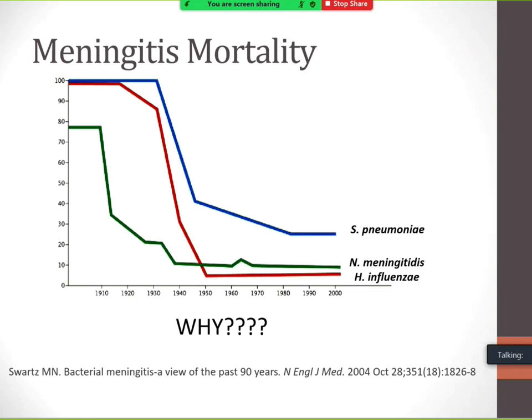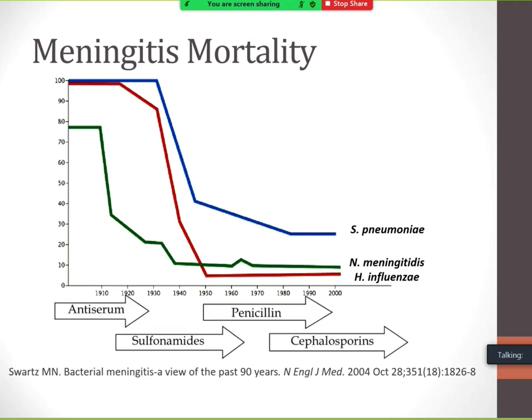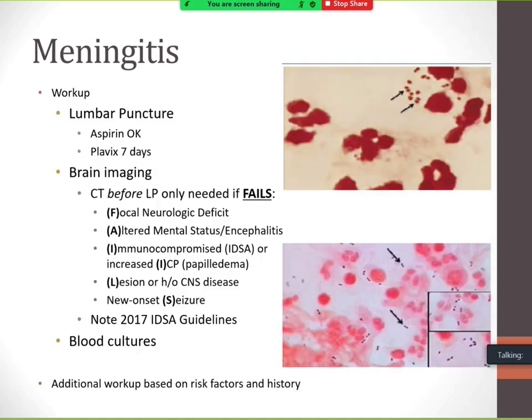If you can tell, back in the 1910s, 1920s, basically everyone died. Now the mortality for strep pneumo is still pretty high at 30%, but does anyone know why the mortality has probably dropped this much? The advent of antibiotics. Yeah, we have something to do, right? So back in the 1910s, 1920s, they were giving people anti-serum, and then we've developed more and more antibiotics that specifically target the organisms there. And as a result of that, the mortality has decreased substantially.